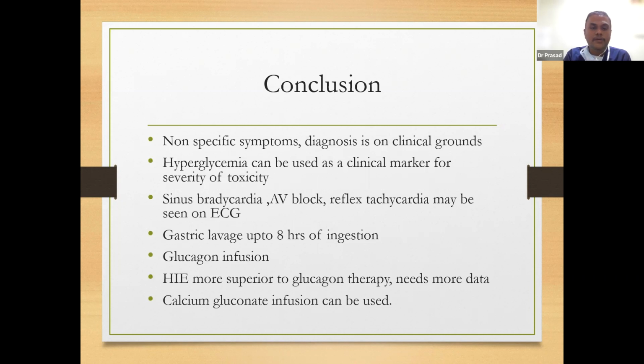To continue, take home message: non-specific symptoms, diagnosis is on clinical grounds. Hyperglycemia can be used as a clinical marker for severity of toxicity of calcium channel blockers. Sinus bradycardia, AV block, reflex tachycardia may be seen on ECG. Gastric lavage up to 8 hours of ingestion. Glucagon infusion; high dose euglycemic therapy more superior to glucagon therapy, however needs more data. Calcium gluconate infusion can be used.